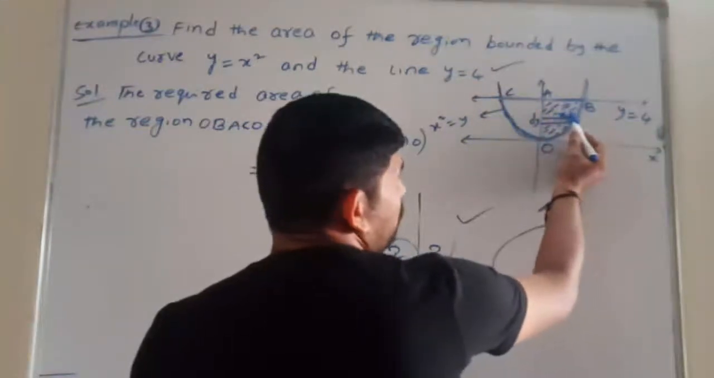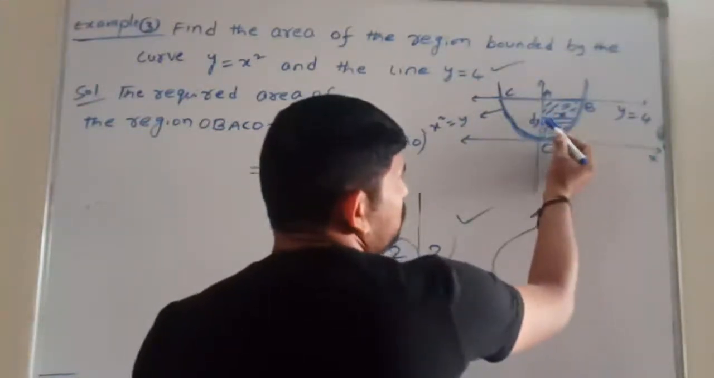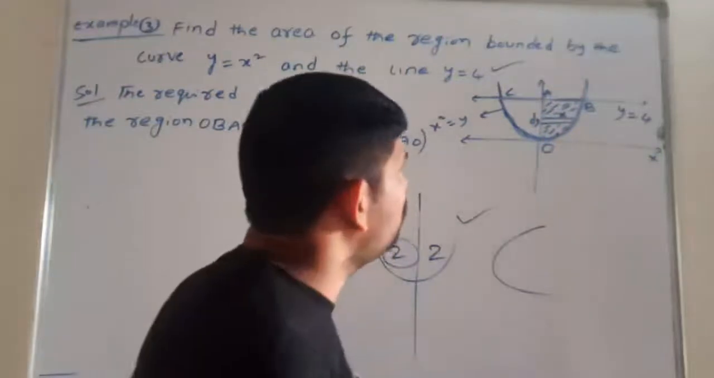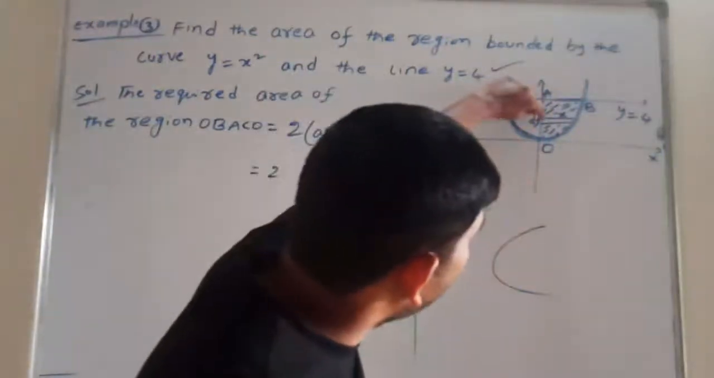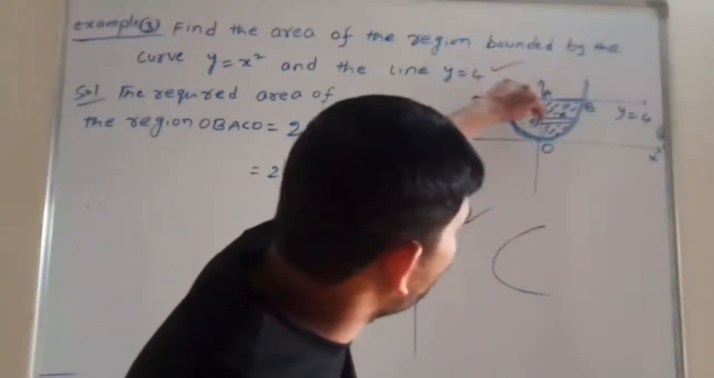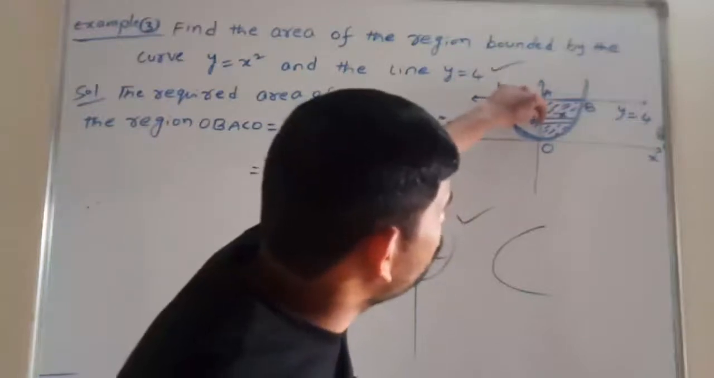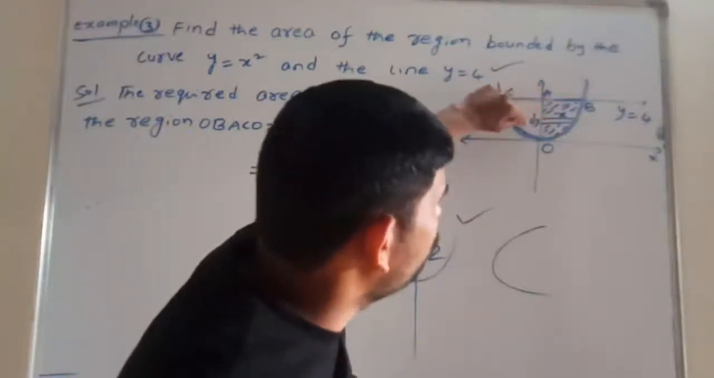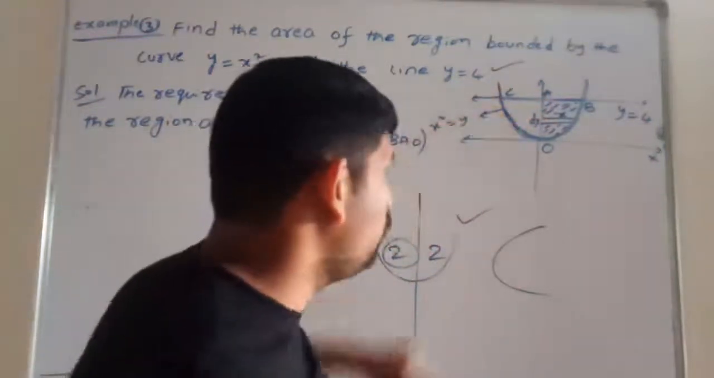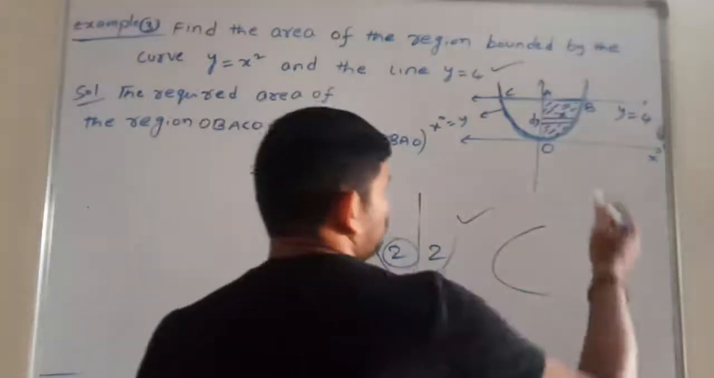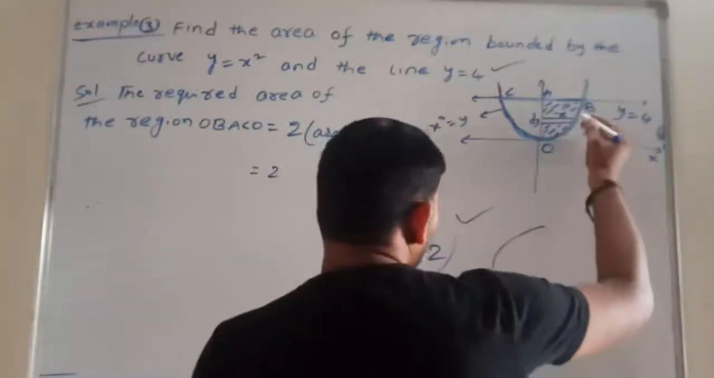The length of this strip is again x, and the width of this strip is dy, because the strip here is on the y-axis. That's why the width of this one is dy.